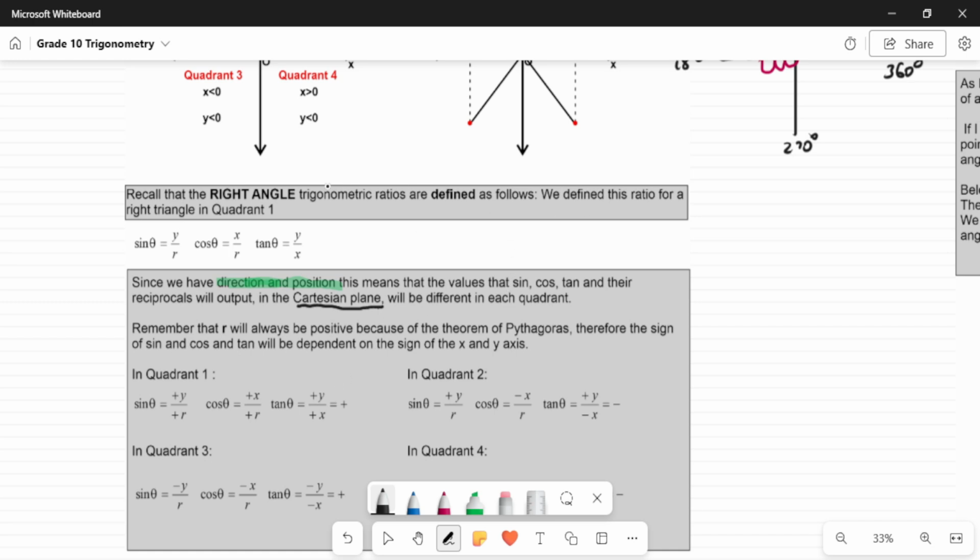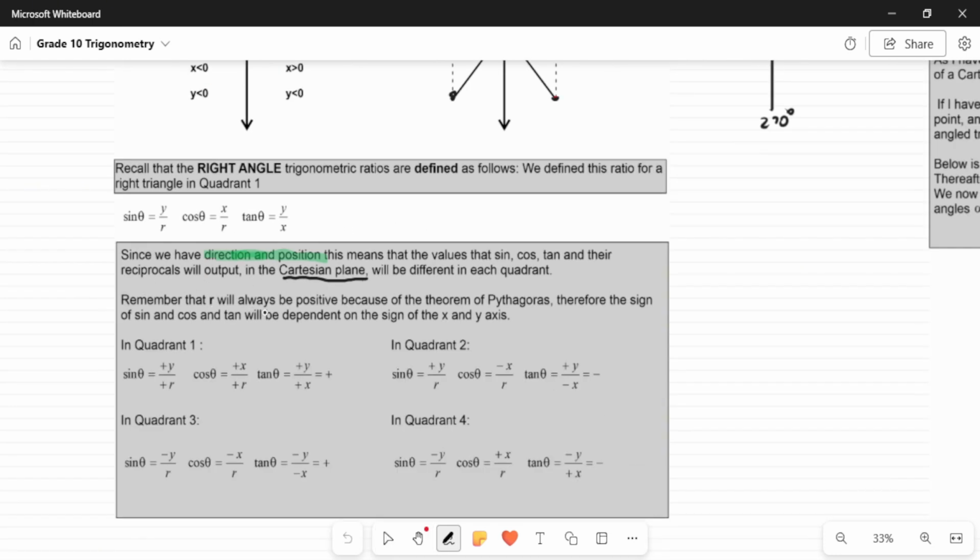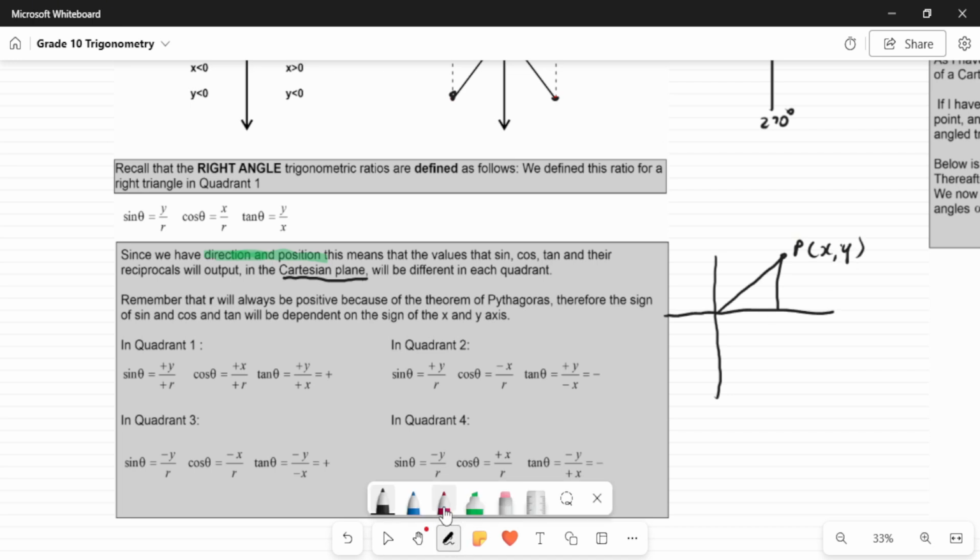Like in quadrant 1, x is positive and y is positive. In quadrant 2, x is negative and y is positive. Okay, and then remember that r will always be positive because of the theorem of Pythagoras. Therefore, the sign of sine and cos and tan will be dependent on the sign of the x and the y axis. So if you look here, we have some right angle triangle here, right? We have some point P there, which has x and y as the coordinates. Therefore, this is x, this is y, that is r, right?